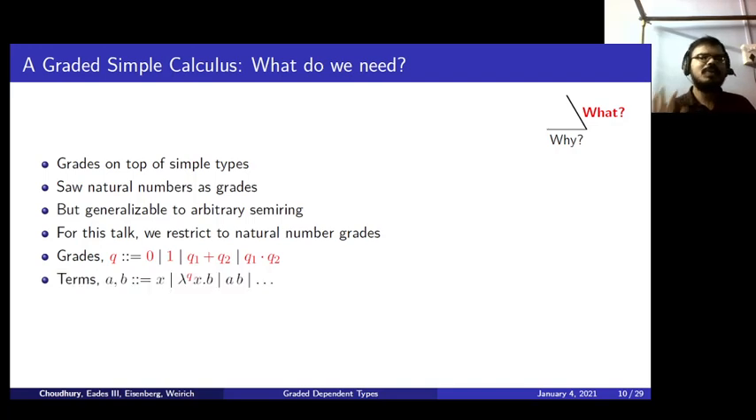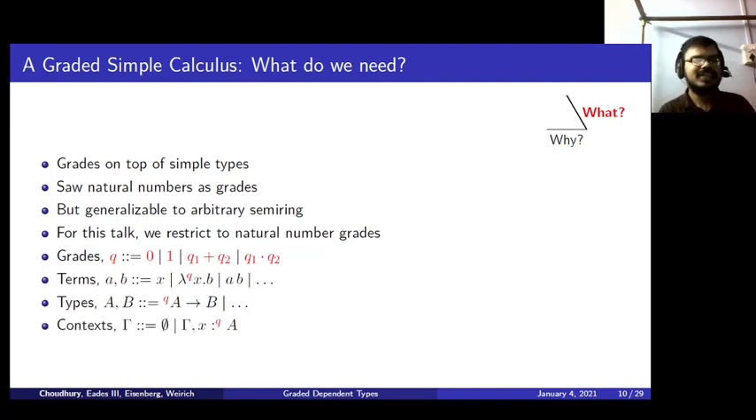Our terms are almost the same except that we have a grade on the lambda. Similarly, for types, we have a grade on the domain. Our contexts are also graded, as we saw before. Now this is the grammar. Let us look at some typing rules.